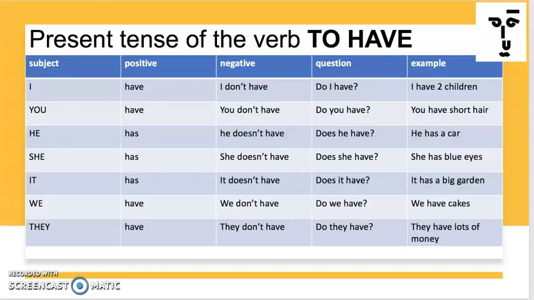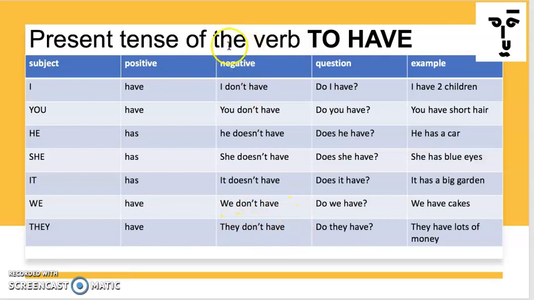So, as we've done with the verb to be, we're going to look at the present tense of the verb to have. Okay, so we've done this before. Let's just have a look at it again. I have, you have, he has, she has, it has, we have, and they have. We look at it in the positive and then in the negative. I don't have, you don't have, he doesn't have, she doesn't have, it doesn't have, we don't have, they don't have.